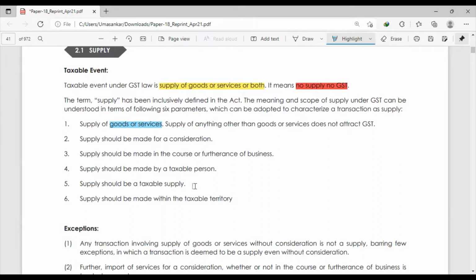Supply should be made for a consideration. There should be consideration, and it should be in the course or furtherance of a business, means related to business or for going business. It should be made by a taxable person. It should be a taxable supply. It should be made within the taxable territory. If these 6 conditions are satisfied, then we can consider it as a supply and GST needs to be paid on this supply. This is called taxable event.